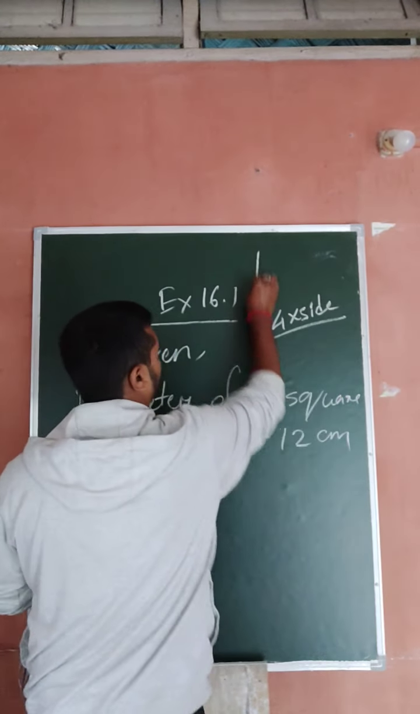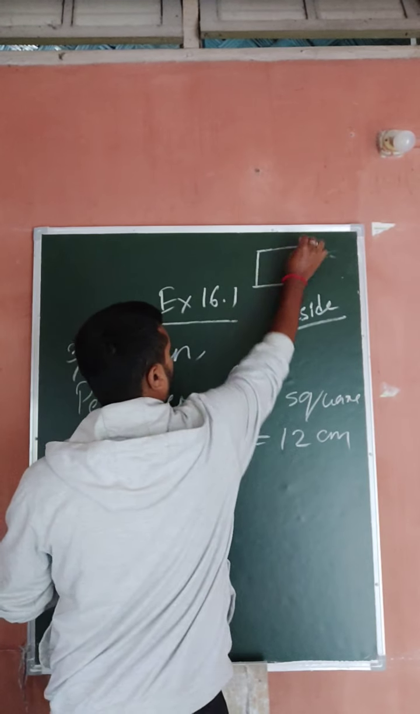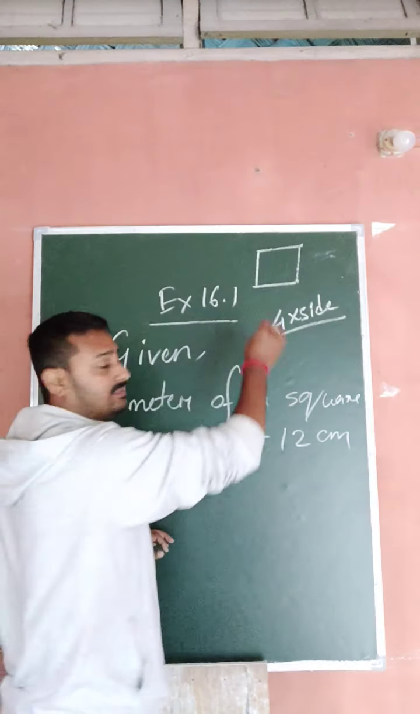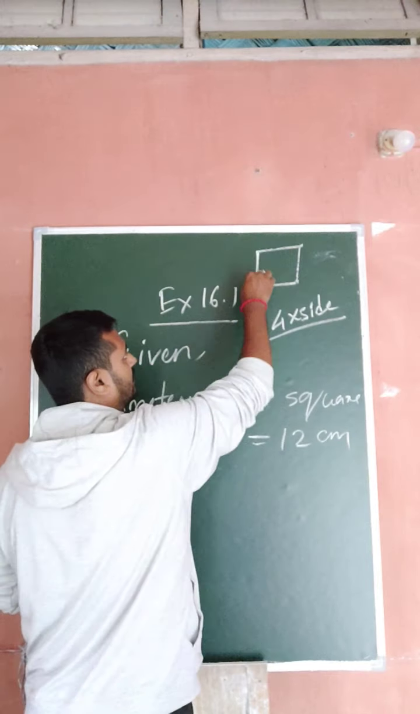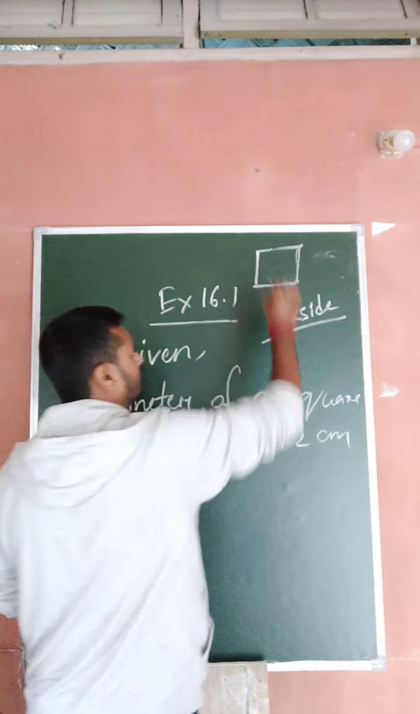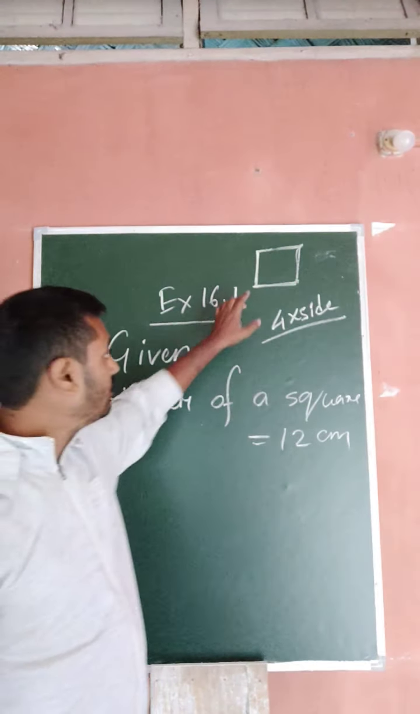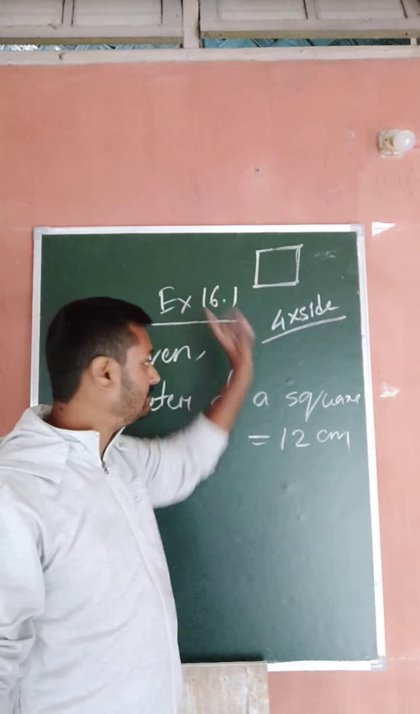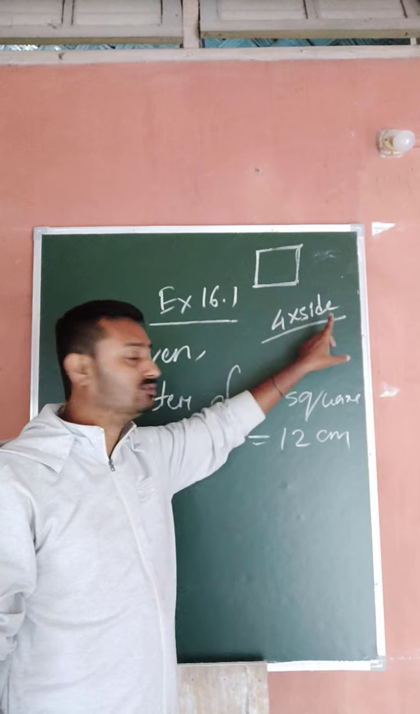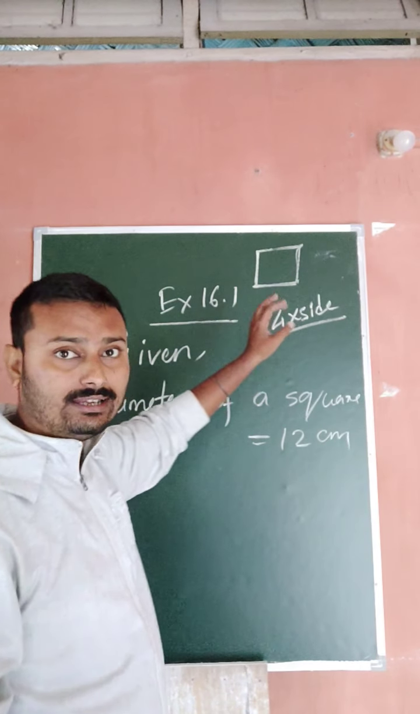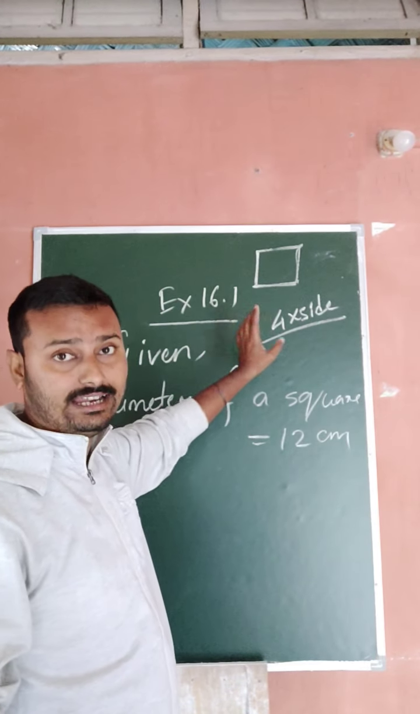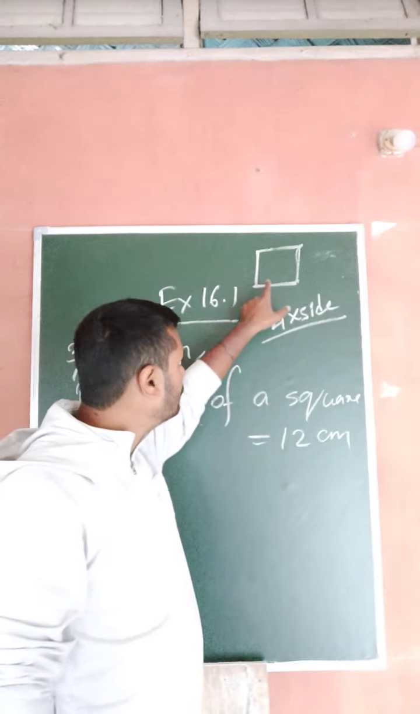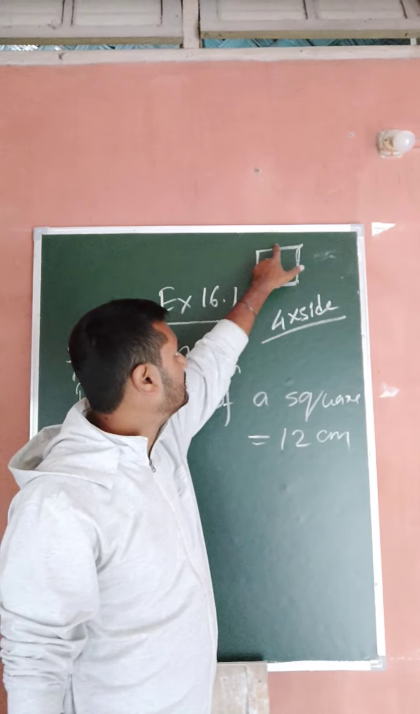So this is the square. Perimeter means what? Sum of all the sides. That means from this point you come to here, then come to here, and there's the boundary. Okay? So in case of a square, all the sides are equal. That means the sum of four equal sides, you can write as four into side. Because all of you know that multiplication is actually repeated addition. Okay? So that means this side plus this side plus this side plus this side.